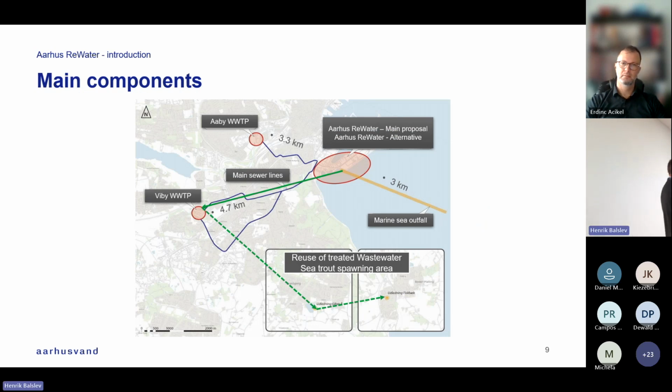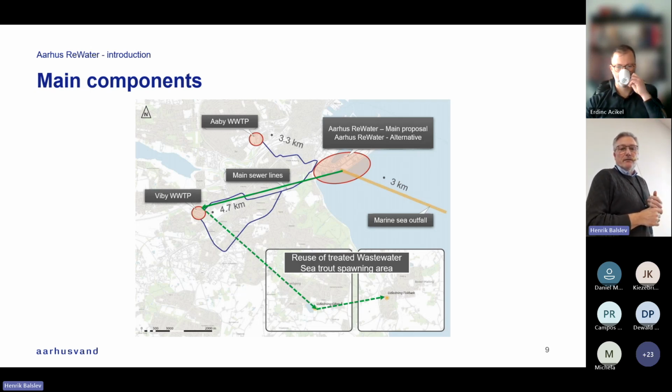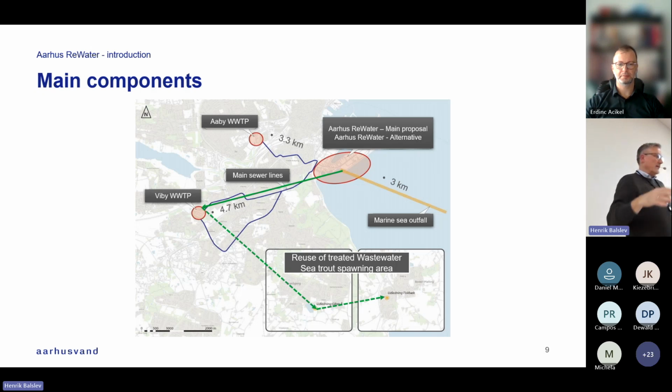The main components of this ReWater project, it's of course the ReWater plant itself, but what you can see here is actually the small thin blue line is pipelines from the existing wastewater treatment plants to the new one, and the yellow fat pipeline is the outlet pipeline to the bay. We're going to have an outlet about 3 kilometers out in the bay. The green line is actually treated wastewater returned to 2 small creeks in the southern part of the municipality. So we are actually delivering some treated water to keep these creeks alive during the summertime, where there's almost no water in there.